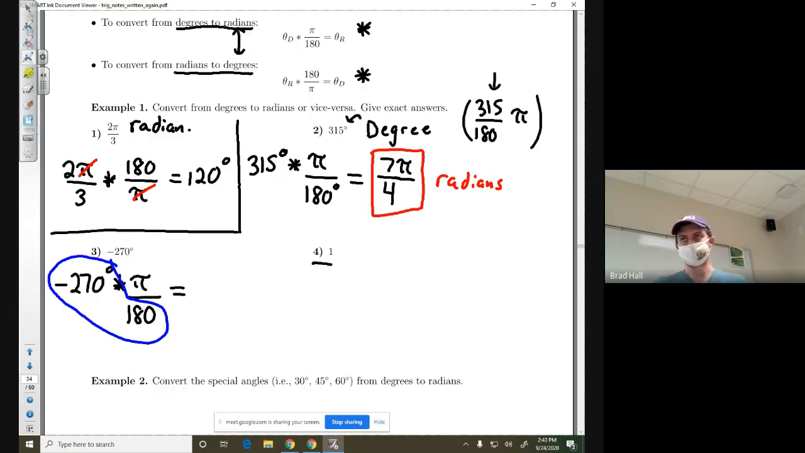I get negative 1.5, but I want to convert that to an improper fraction. So I get negative 3/2. Of course, I left that little space because I'm going to throw pi in right at the end. So it'd be negative 3 pi over 2 radians, or rads, exactly.